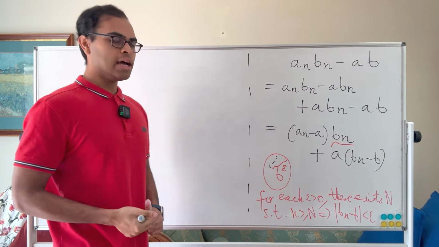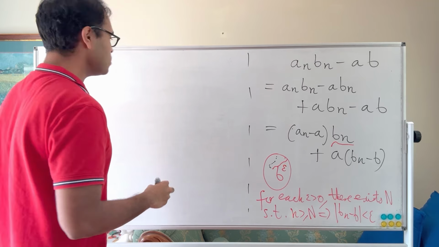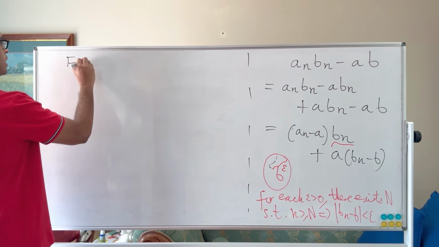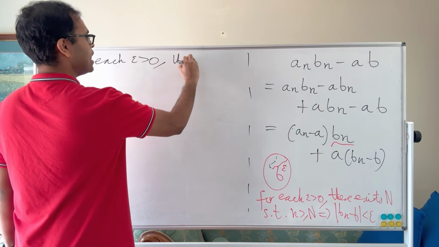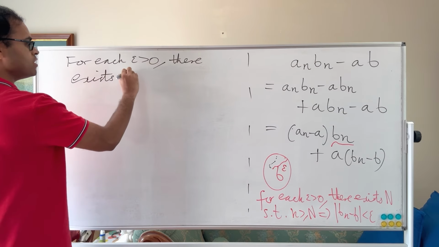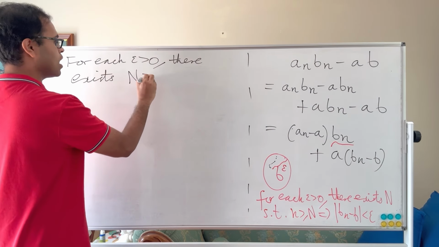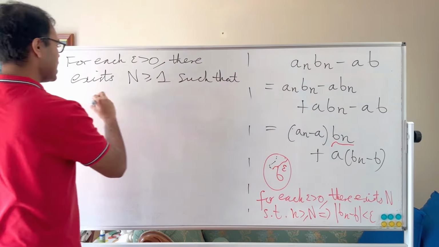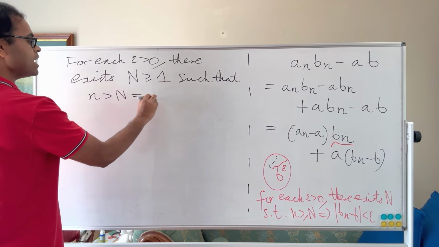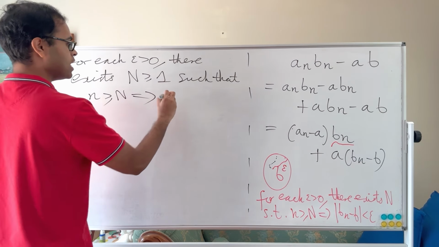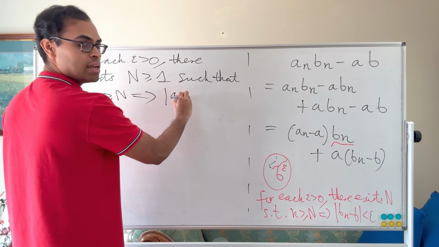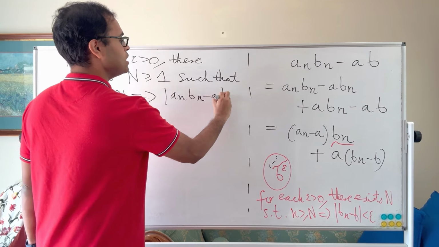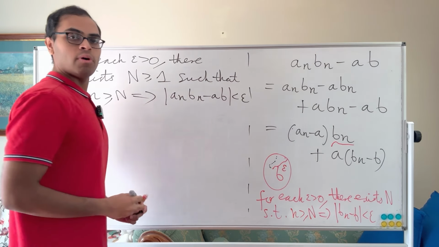All right, so let's now understand what we have to prove. For each epsilon greater than 0, there exists a positive integer N, so N greater than or equal to 1, such that n greater than or equal to N implies that the distance from a_n b_n to ab is less than epsilon. That's what we want to prove.